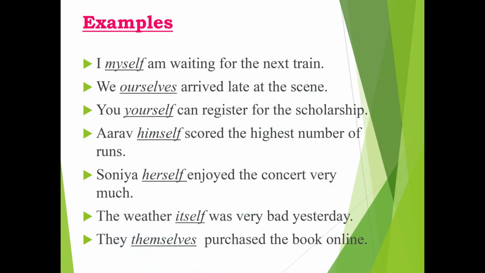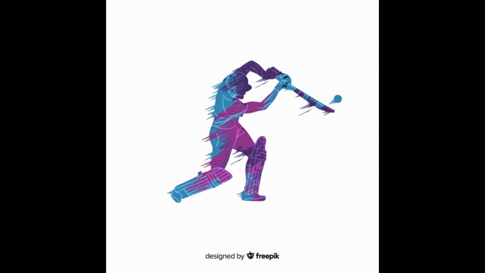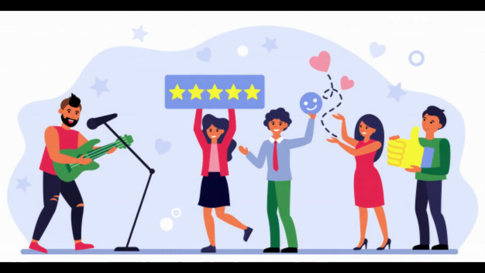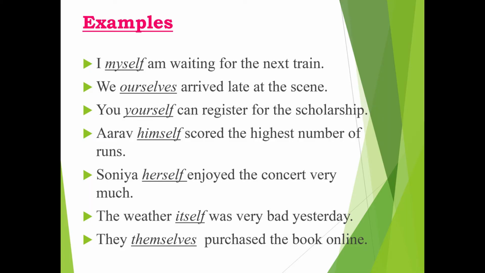Next, Arav himself scored the highest number of runs. So here the emphasis is on Arav. And if himself is removed, then also the sentence will make sense. Next, Sonia herself enjoyed the concert very much. Here, emphasis is on Sonia. Look, I have used himself with Arav and herself with Sonia. Why? Because himself is used with masculine gender and herself is used with feminine gender.